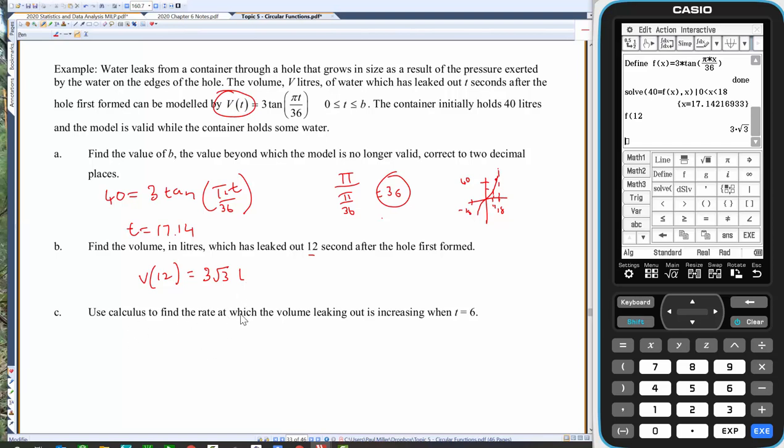Use calculus to find the rate at which the volume is leaking out. Volume leaking out is increasing. Use calculus to find the rate at which the volume leaking out is increasing when T is equal to 6. Okay, so to do that, what we're going to do is we've got our function here, f of x.